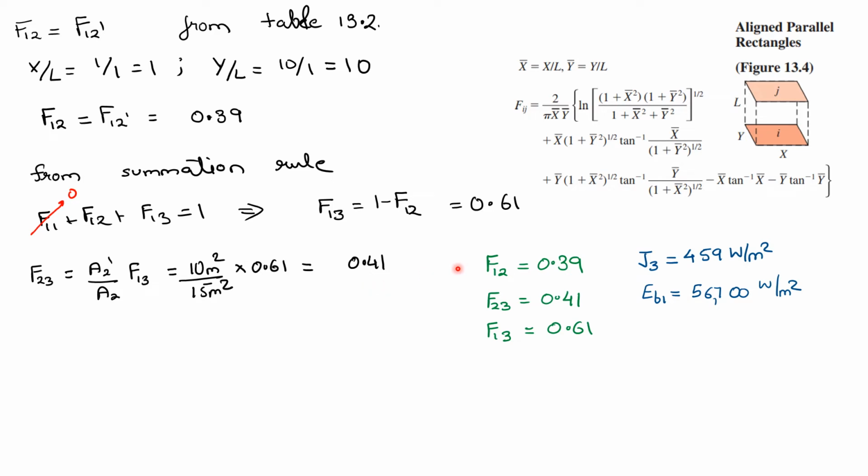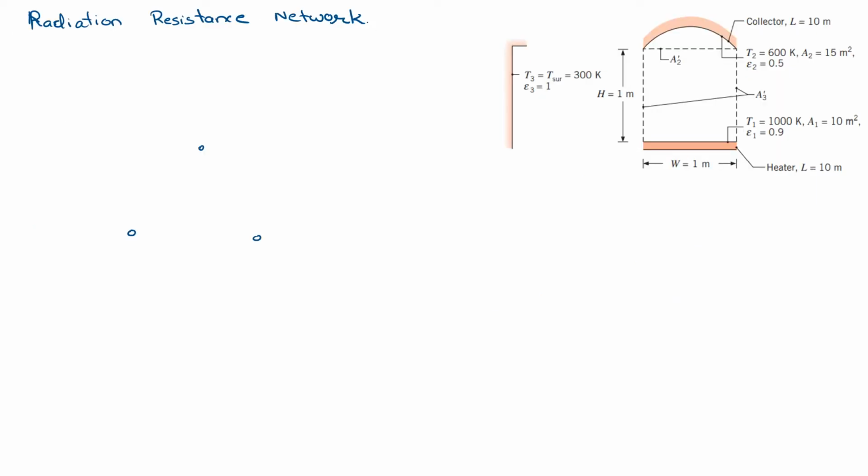Now the aim of this problem was not just to find the view factors, but to find the net heat rate to the absorber plate. So for that, we need to calculate Q, and for Q we will use the resistance nodal network approach. So let's say this is the system that's given to us, and we have to develop a circuit diagram for this.